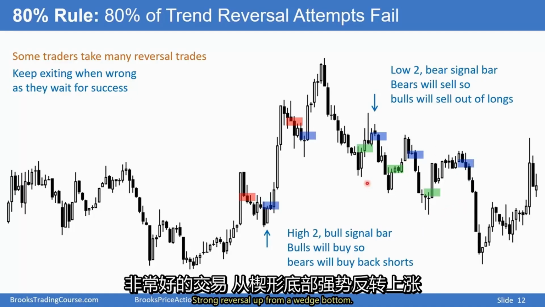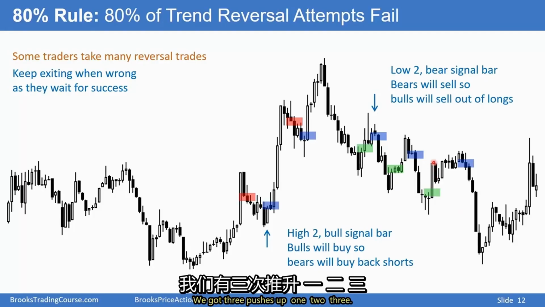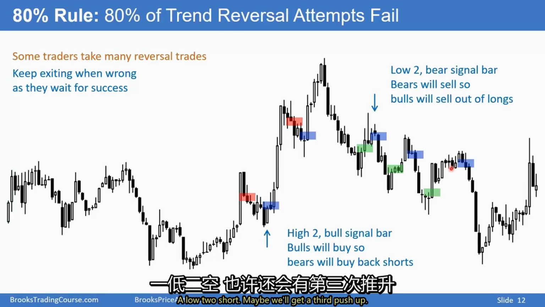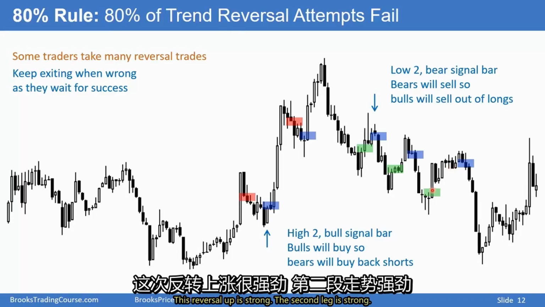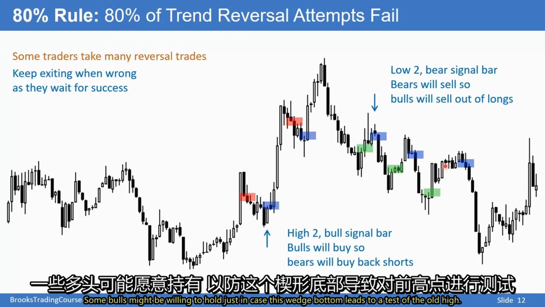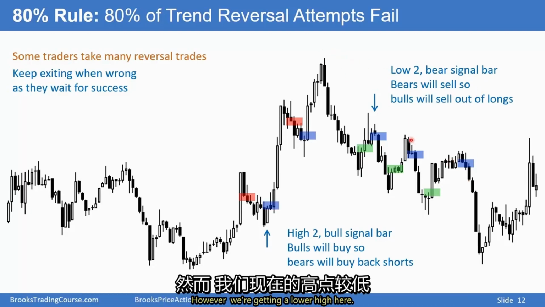Strong reversal up from a wedge bottom. We got 3 pushes up, 1, 2, 3. A low 2 short, maybe we'll get a third push up. This reversal up is strong. The second leg is strong. Some bulls might be willing to hold just in case this wedge bottom leads to a test of the old high. However, we're getting a lower high here.